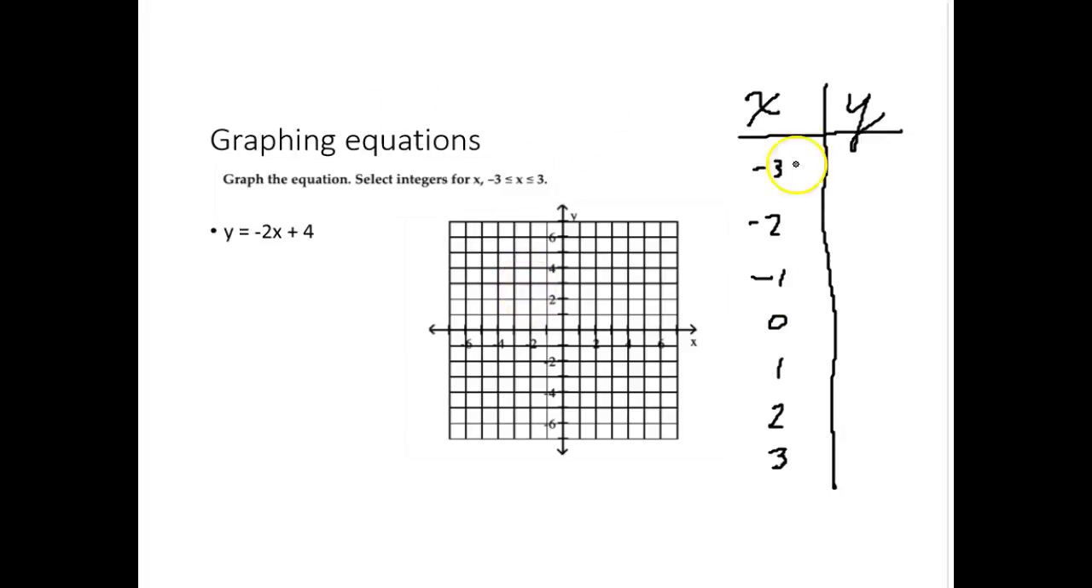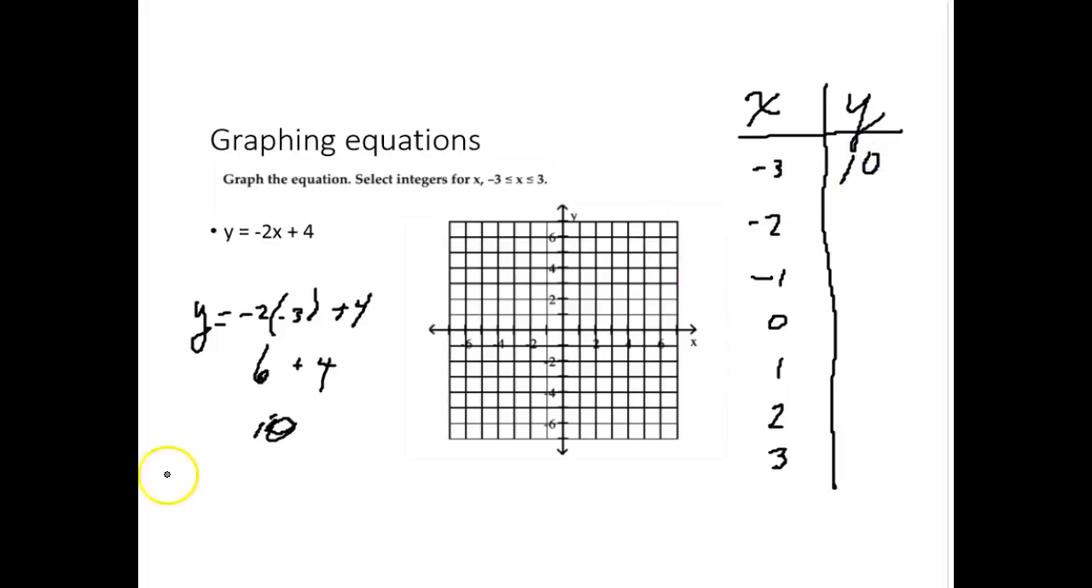In other words, negative 3, what does that give me? All right, you would say y equals negative 2 times negative 3 plus 4. Negative 2 times negative 3 is a positive 6, plus 4 is 10. Now, I'm not going to do every one of these. So my y for negative 3 would be 10.